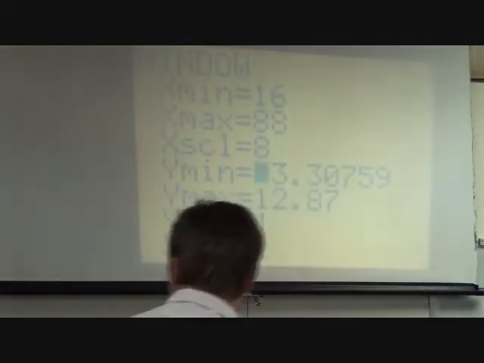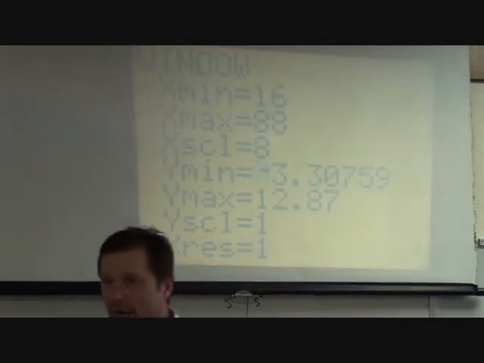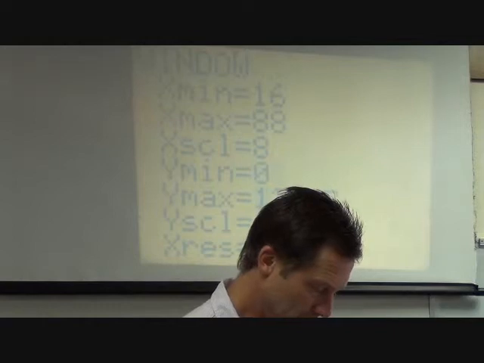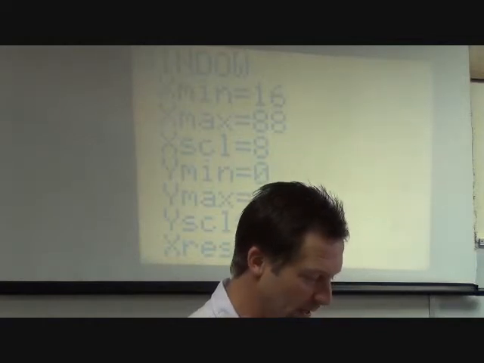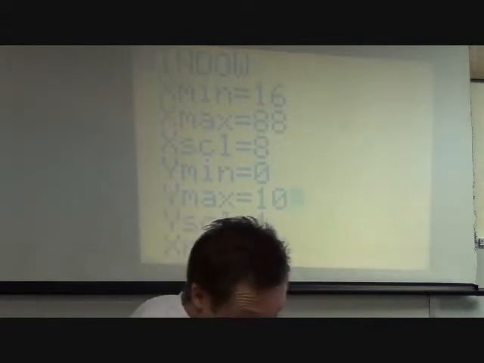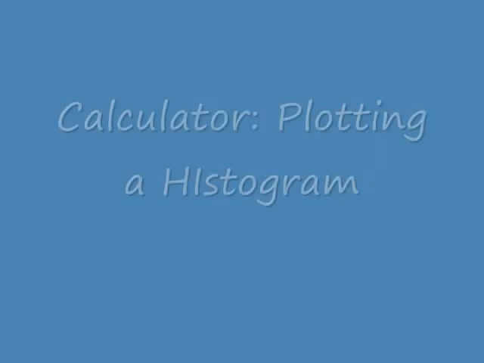Now, the y is this. How do you want this set up? Well, we started at 0 and went to 10, didn't we? So we can go ahead and do that, 0 to 10. And we went by 1s. If this was 0 to 1,000 and you wanted to go by hundreds, you'd put hundreds there where it says x scale. But we'll just go by 1s.